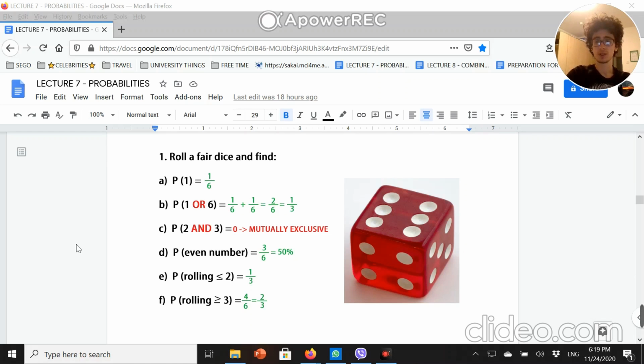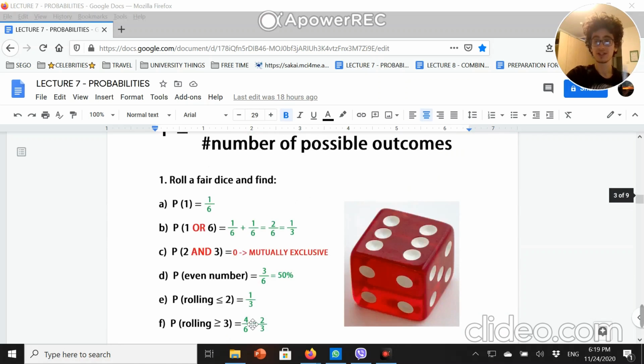What would be the probability of rolling a number that's less than or equal to 2? So what are the numbers we can get in that case? 1 and 2. So we would again write 2 over 6, which will be 1 over 3 when simplified. And the probability of scoring bigger than or equal to 3? So we have 3, 4, 5, 6. 4 possible outcomes, 4 favorable outcomes, sorry, divided by 6 possible outcomes would give us 2 over 3. Good.